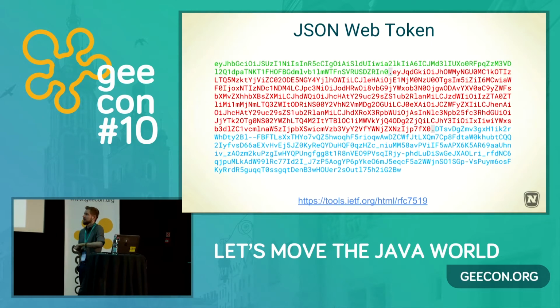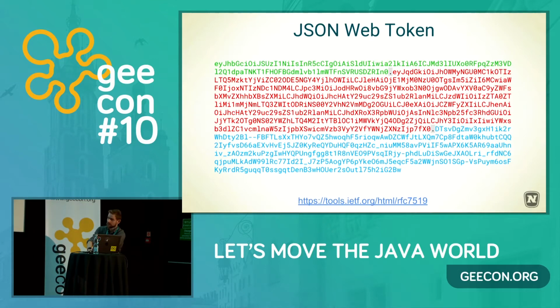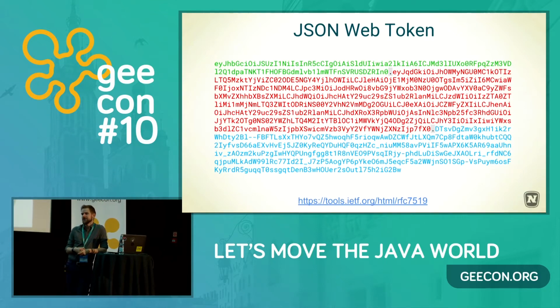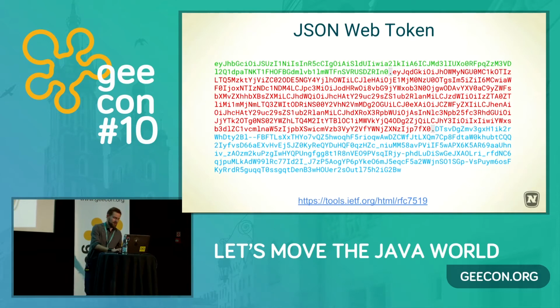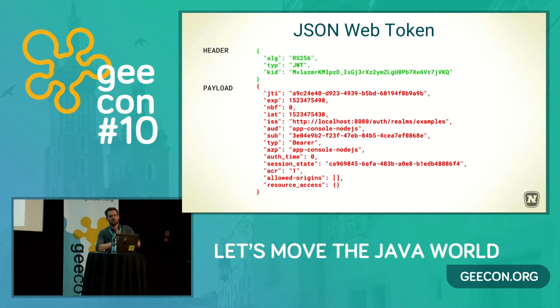What if I told you that it has 3 parts, separated by dots, and they are the header, payload, and a signature? And if we dig deeper, what if I told you that all of those 3 parts are base64 encoded? And we're going to end up with something like this. The header says really how the token was signed. But the most important part is the payload.